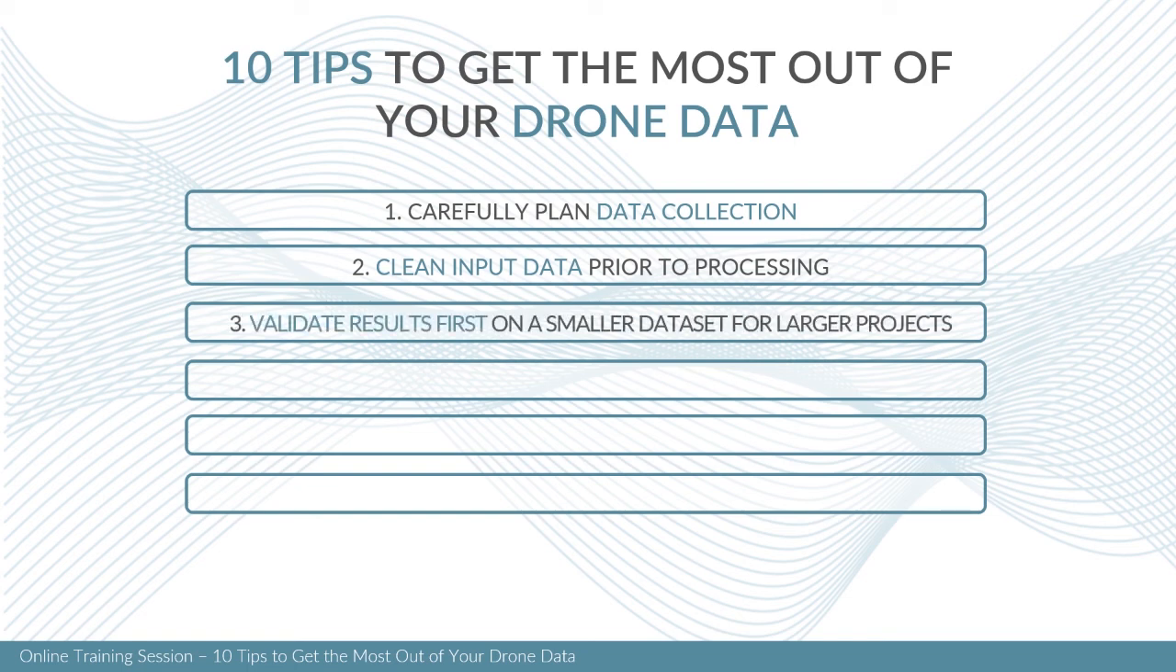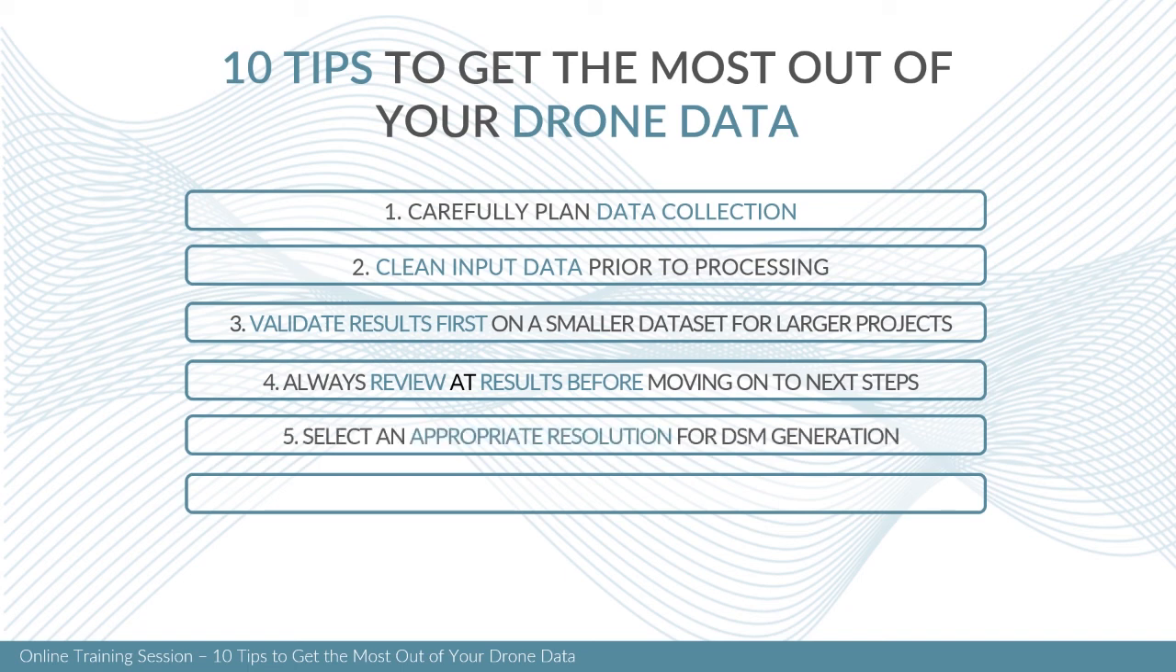Tip number 3, validate the result first on a smaller project for large projects. If you have a very big project, before starting the processing on, let's say, 3,000 images, just do a small project of 50 images, do all the processing on this project, and validate your whole workflow and the result before you start processing the whole data set. You're going to save a lot of time if there is some problem to identify. Tip number 4, always review the aerial triangulation results before moving on to the next steps.